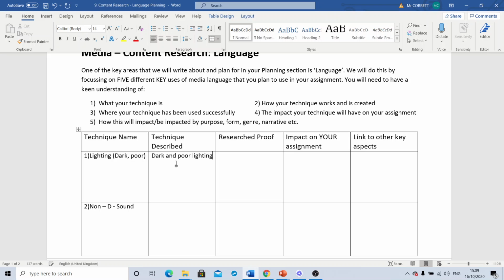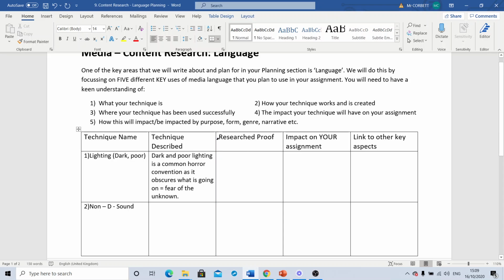Dark and poor lighting is a common horror convention, as it obscures what is going on, equaling fear of the unknown. Unknown is a difficult word. Right, so you put in a little bit of detail there.